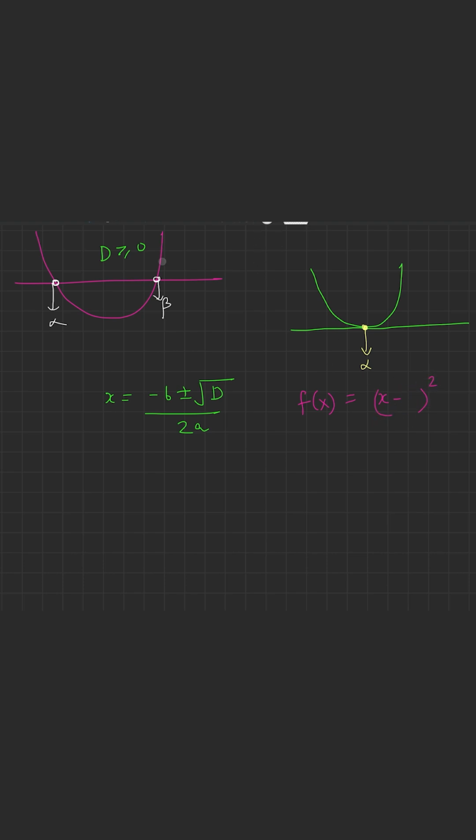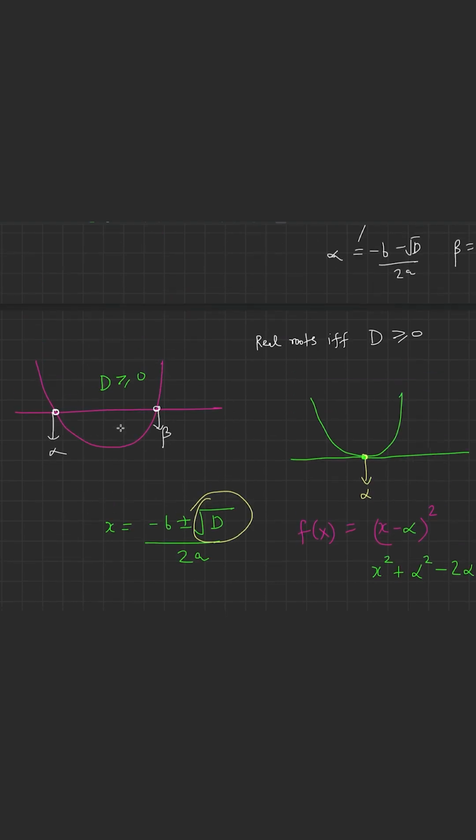You can write it like this: x minus alpha whole square. So if you expand it, it will be x square plus alpha square minus 2x alpha. Okay, so it will be something like this, where it cuts only at one point. So you can say it is a perfect square, right? So it can only happen when your root d is a perfect square. There are other ways to look at it also.